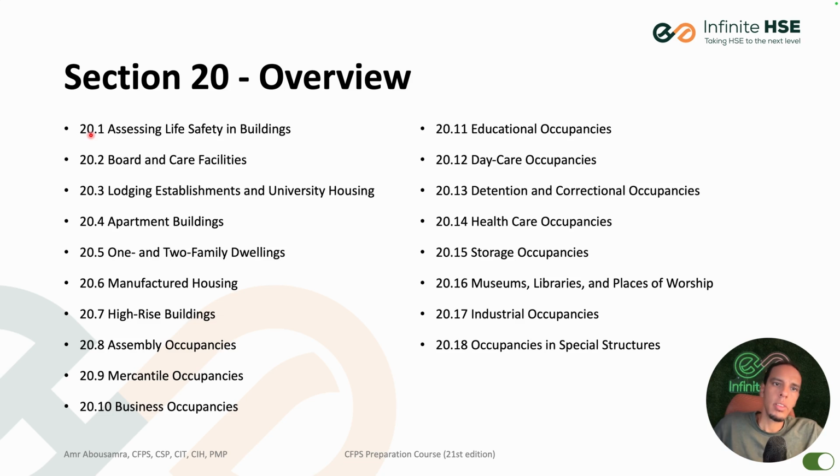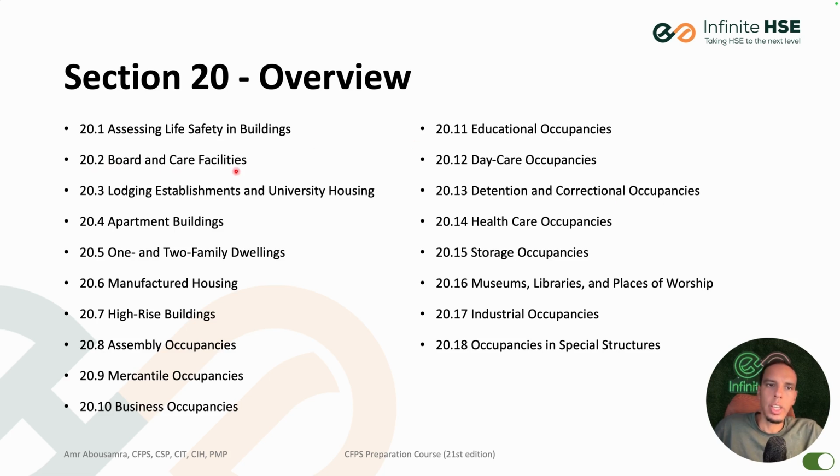Then you will get from chapter 2 up to 18 the occupancies one by one. So that's why I'm telling you, if you get a question in the exam related to detention and correctional occupancies, it's not listed anywhere else in the Fire Protection Handbook except this location. So you can easily, even without the index, relate between the question and the chapter in section 20.